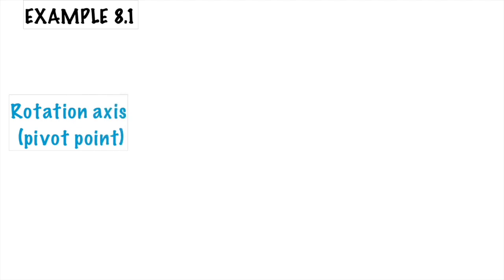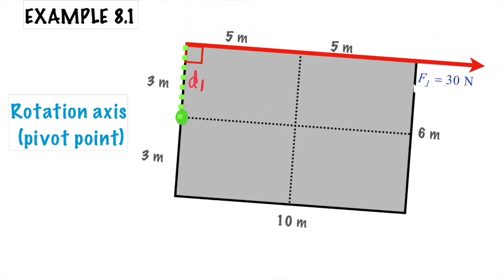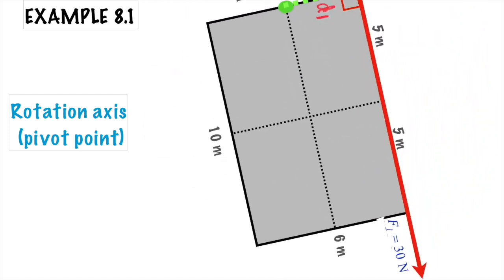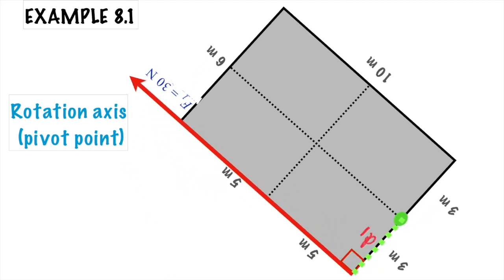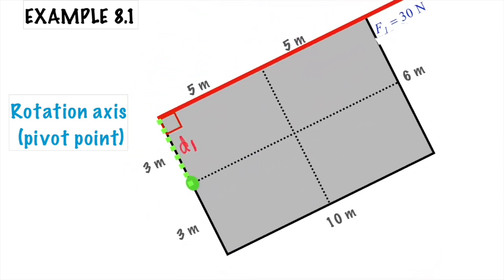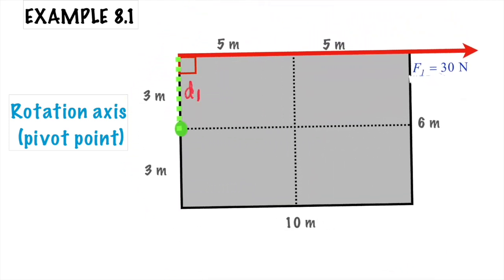Now we need to find the direction the forces will rotate. From the pivot point, for F1, force 1 will rotate clockwise. Then, the torque sign convention is negative for clockwise.